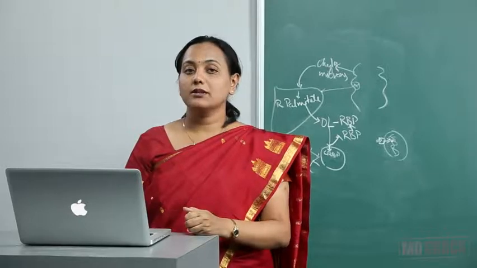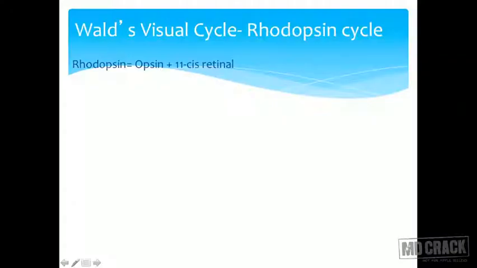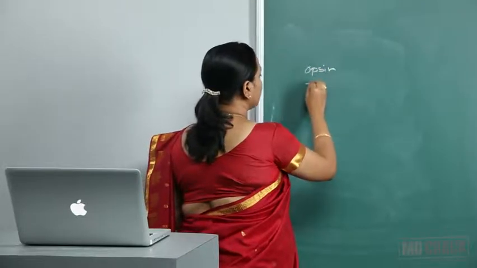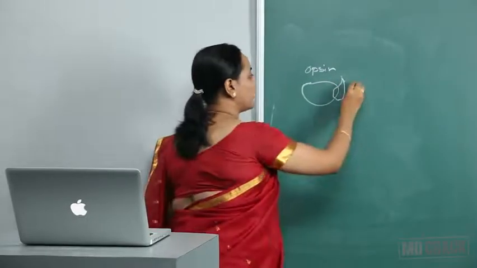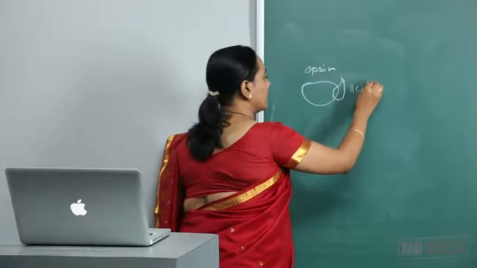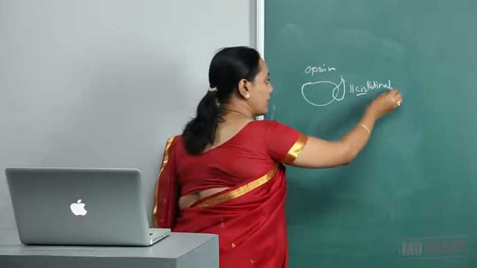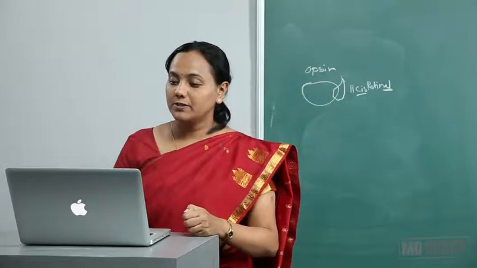So let us look more at the functions of vitamin A. The visual cycle, also called the rhodopsin cycle. Now rhodopsin is a pigment that is made up of opsin and 11-cis retinal. Opsin plus 11-cis retinal is what is present in the retina. If I show opsin as a protein like this, this protein has 11-cis retinal. It is important that it has to be in the cis configuration. It is also important that it has to be retinal and not retinoic acid. So rhodopsin is made up of opsin plus 11-cis retinal.